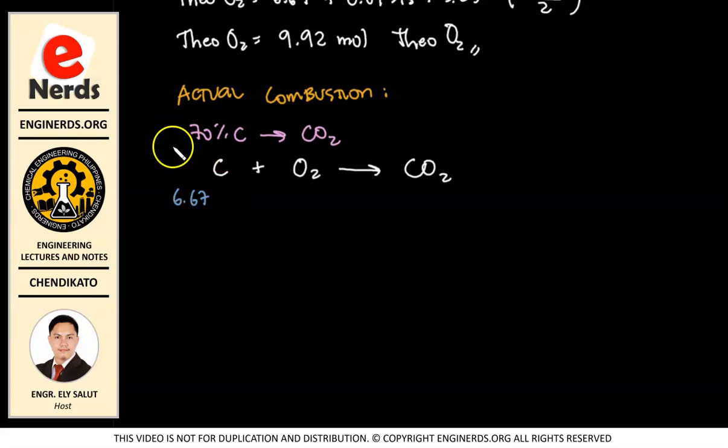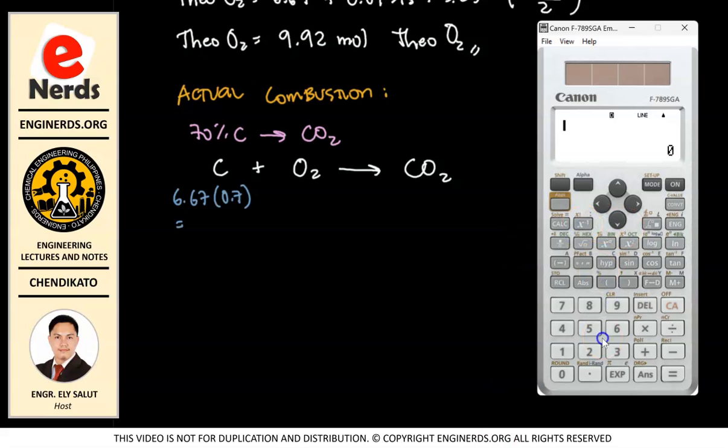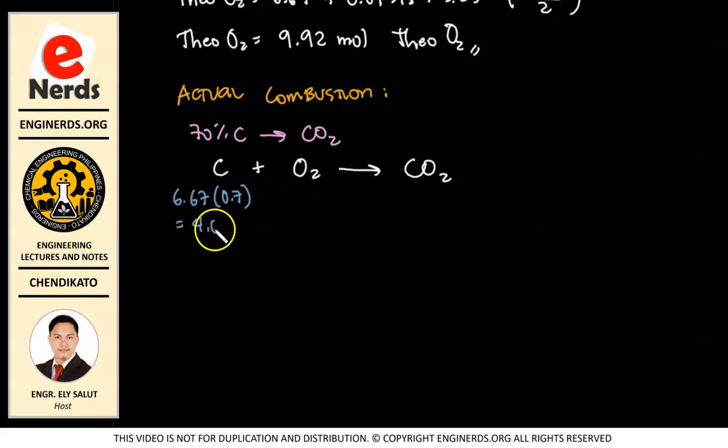But only 70% of that has been converted to CO2. So we'll multiply this by 0.7: 6.67 times 0.7 is 4.669, or 4.67. So this is 1:1, so this is 4.67 and this is also 4.67.